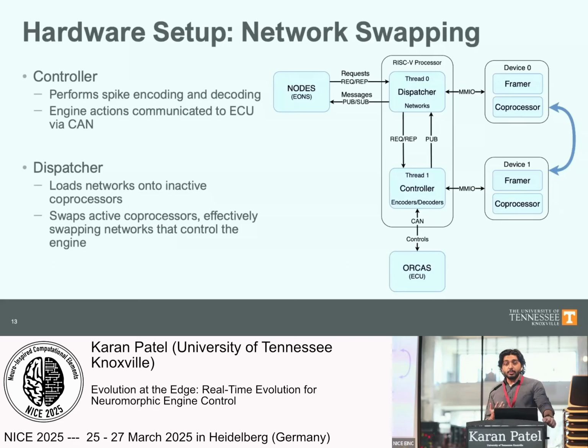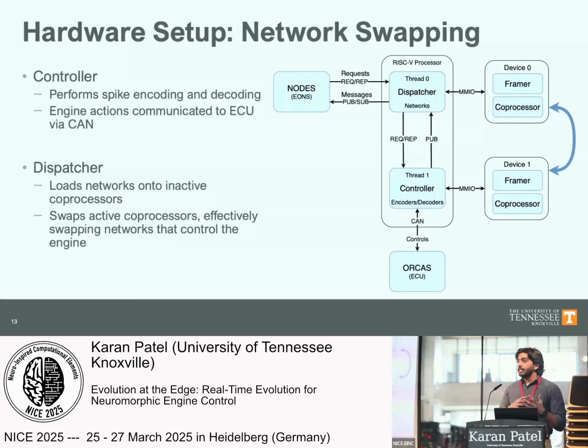A dispatcher thread is responsible for taking the new networks and loading them onto the idle neural processor, and then setting it as the new active neural processor while the other one is deactivated. Simultaneously, a controller thread is responsible for taking the input engine states and encoding them into input spikes, which are then processed by the active neural processor. The output spikes are then decoded into usable actions, again applied to the engine through the CAN controller.